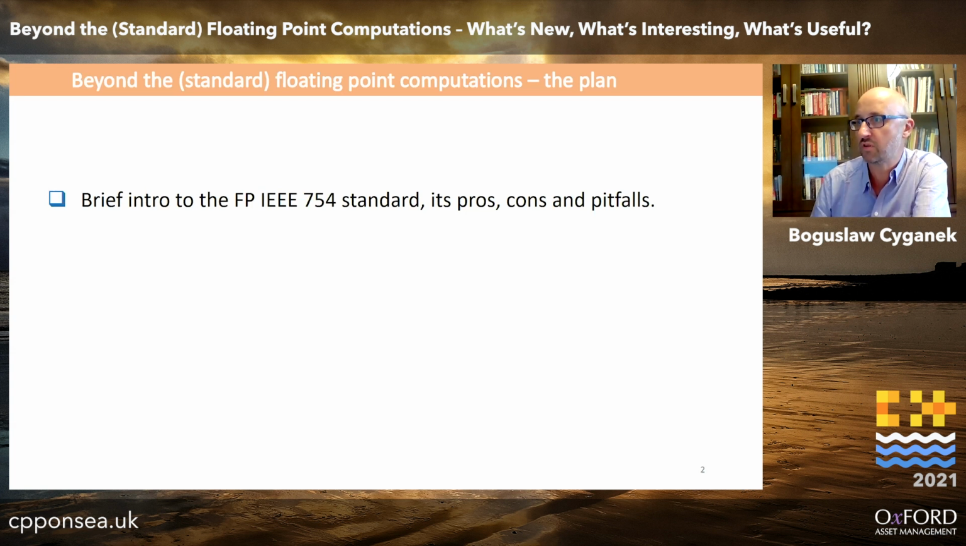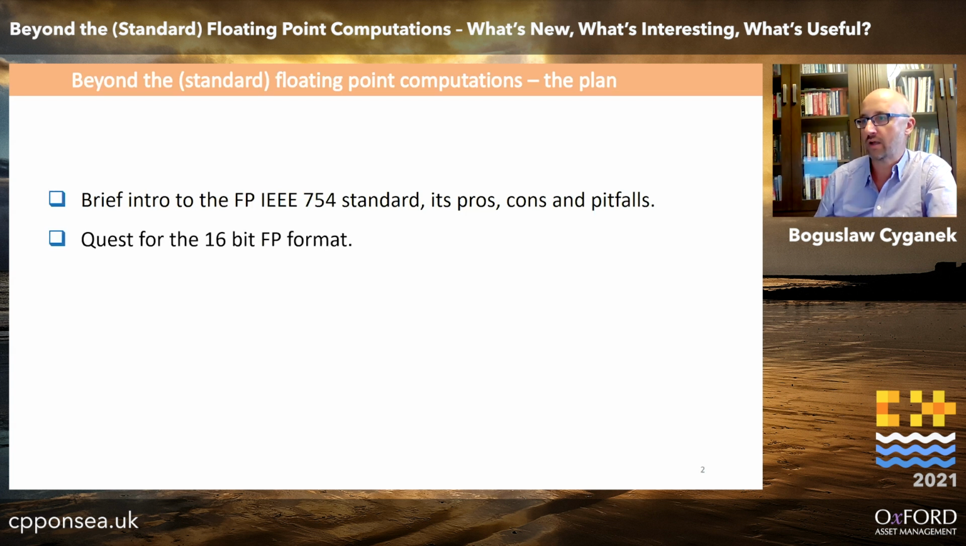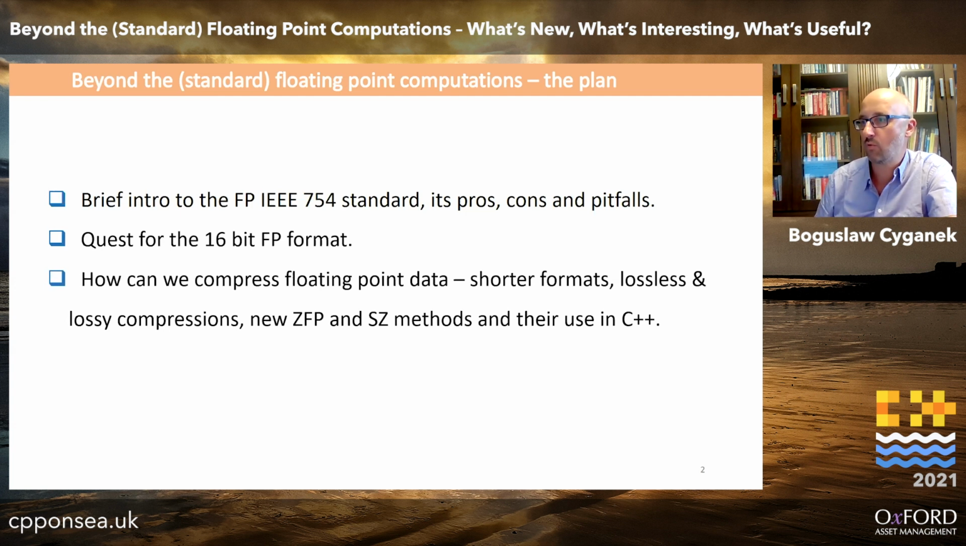So we'll start with a brief intro to the floating point IEEE 754 standard, pros, cons, and pitfalls. Although we will not be going very deep into the subject, we have to start from the current point of technology. Then we'll move to the quest for the 16-bit floating point format. Then we'll take a look at the compression methods for floating point data, lossless and lossy, and some libraries and methods which can be used in C++ programs.